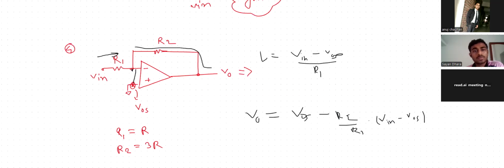In terms of offset voltage, how much gain are you getting with respect to offset voltage only? How much output voltage am I getting due to offset only? I am requiring the output voltage due to offset only.